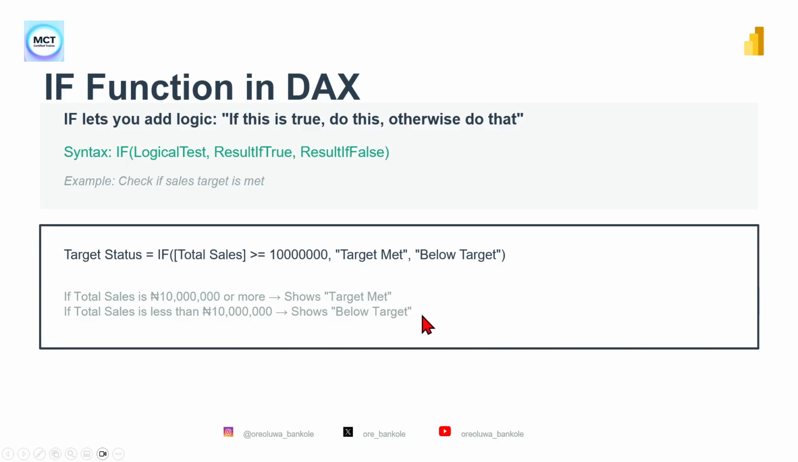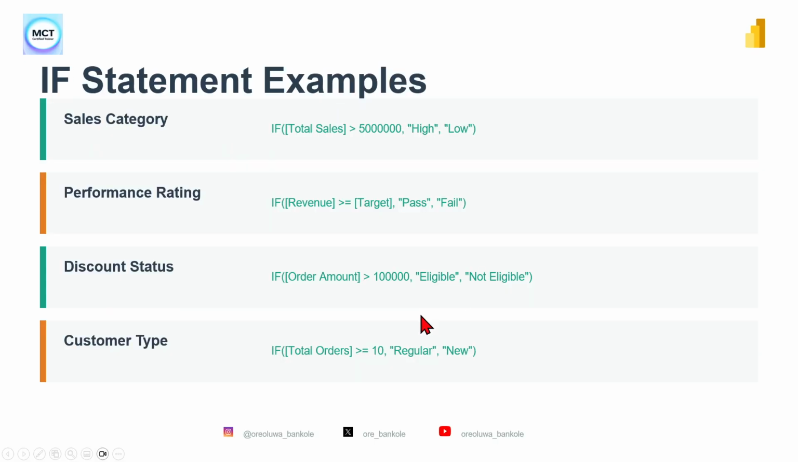So now we've been able to do this if. So we have different examples we can use if. So we can have a sales category. We have the performance rating. So if the revenue is greater than or equal to the target, you pass. If not, you fail. Discount status.